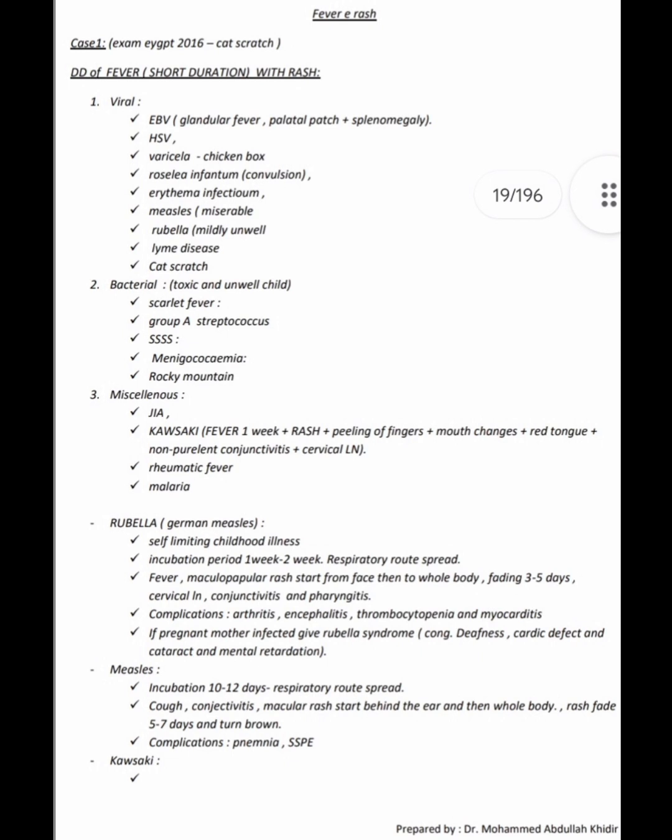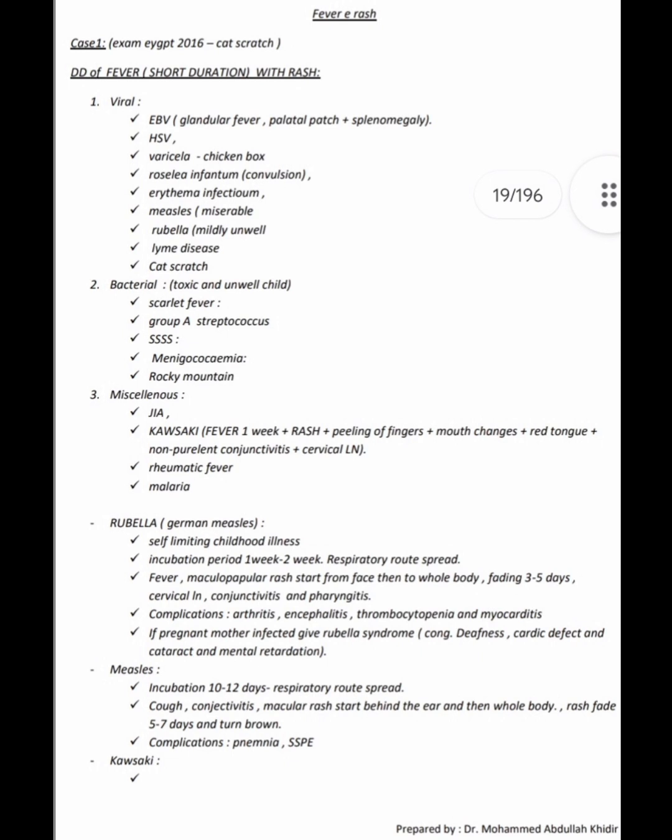Also, viral causes are herpes simplex virus, varicella virus that causes chickenpox, roseola infantum, and roseola infantum presents with convulsion, erythema infectiosum, measles, where the patient is miserable, rubella, where the patient is mildly unwell, Lyme disease, and cat scratch disease. This is the viral list of fever with rash.